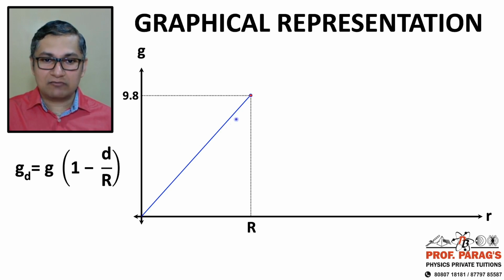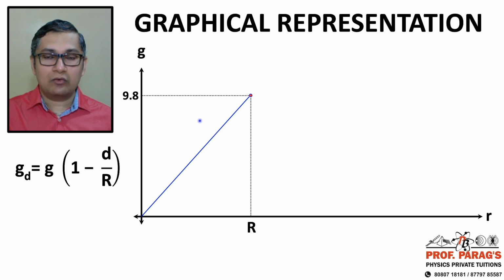So that is the reason why you are getting a straight line graph, and ultimately when you reach a depth equal to R, so if I put the d value equal to capital R, then R upon R becomes 1, and 1 minus 1 will become 0. And that's why the y-axis value will turn out to be 0. So basically the graph starts from the origin and it rises up till 9.8. And now I have reached the surface of Earth.